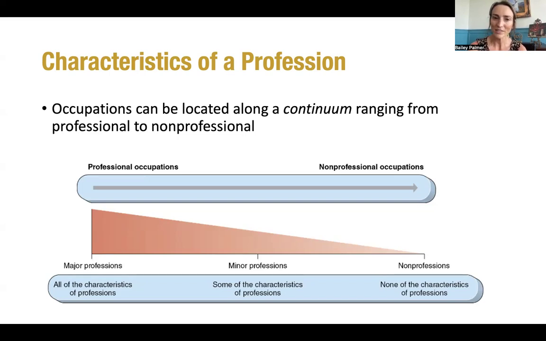Whereas a non-profession, it does not mean that they are not making or don't have a high salary or don't have a high income from their job. It just means they may not possess all of those characteristics that we went over, such as obtaining an extensive knowledge in a certain area or meeting certain ethical standards or codes or being guided by something along those lines.